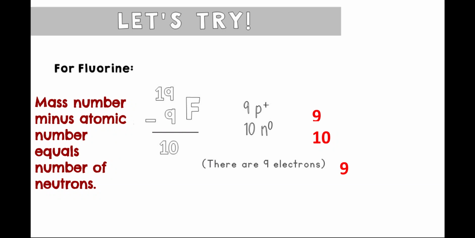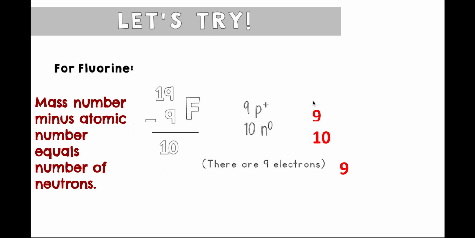So using fluorine, let's try this as an example. You can write this in your notes. Okay, fluorine is atomic element number 9. The mass number of fluorine is 19. Okay, so if we try to figure out how many neutrons there are, we take the mass number, 19, minus the number of protons we know it has, because that matches its atomic number, 9. That leaves us with 10 neutrons.